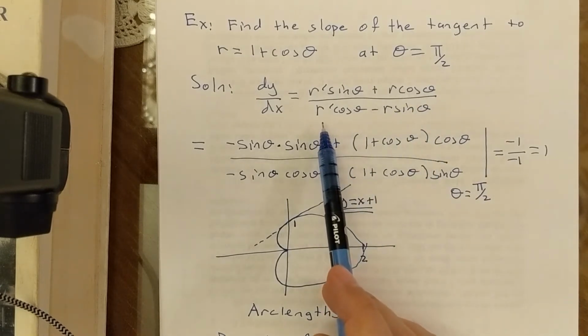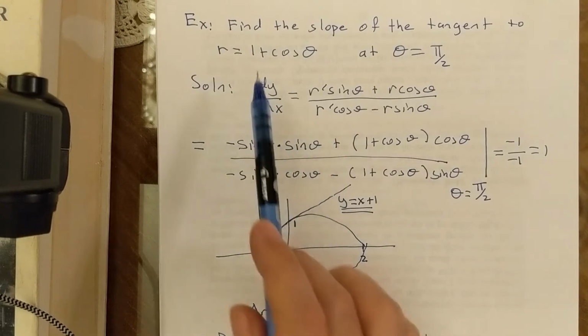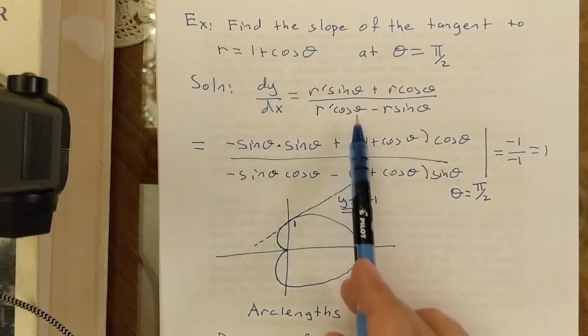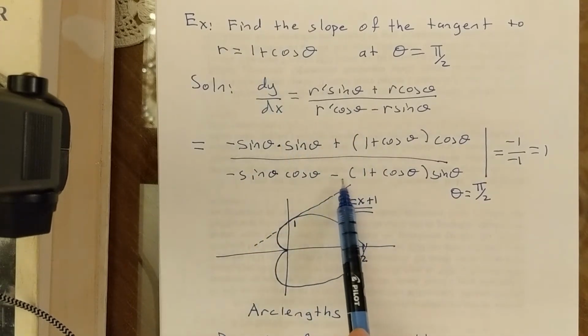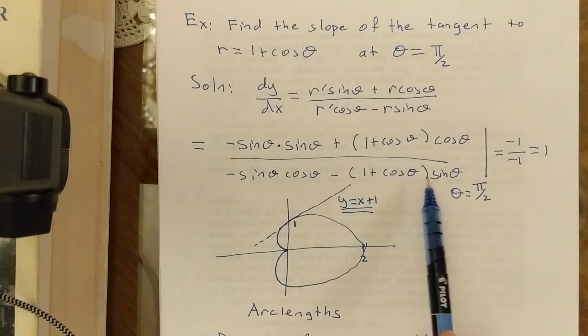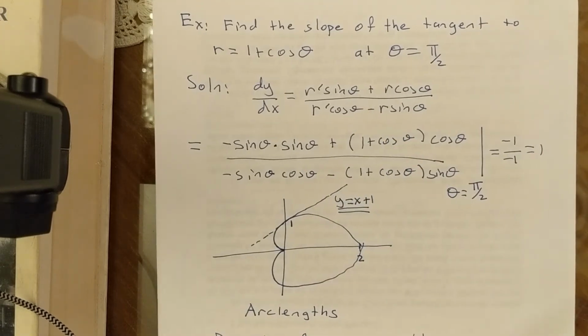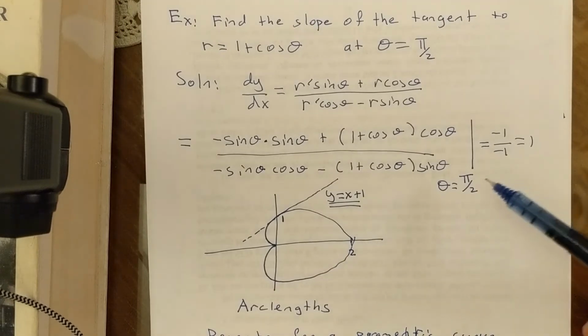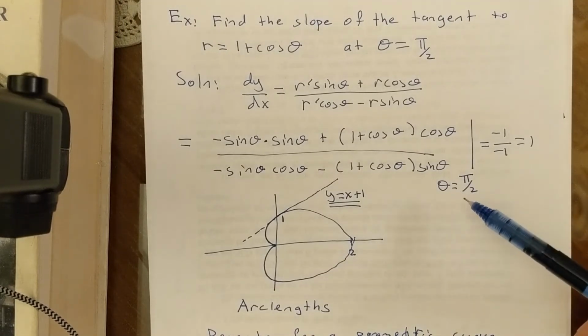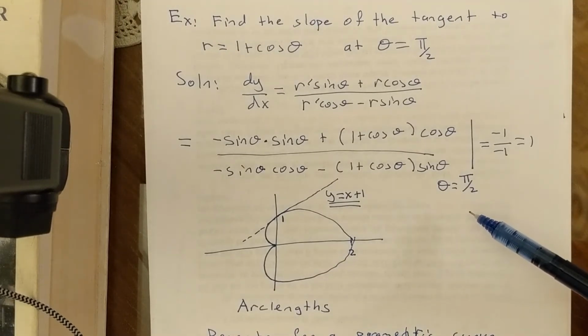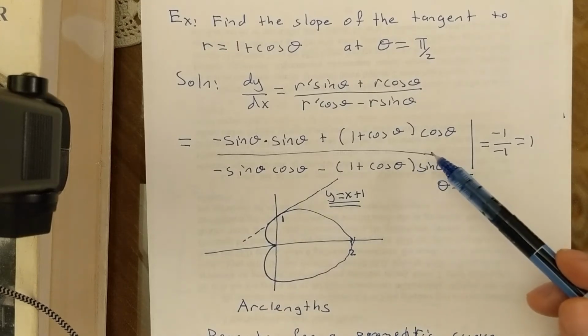Similarly, on the denominator, you have r prime. R prime is again minus sine theta times cosine theta, minus r. R is 1 plus cosine theta, times sine theta, okay? And we want to evaluate it at which point? We want to evaluate it when theta is equal to pi over 2. Okay. Now you can simplify this. This is not too bad.